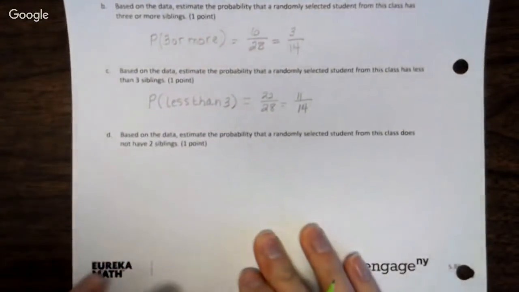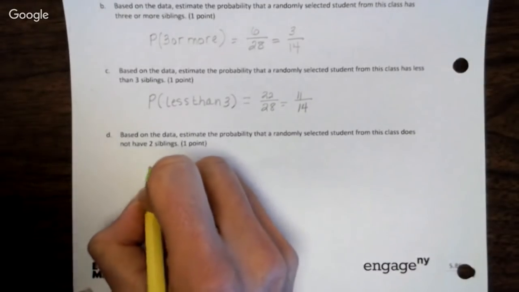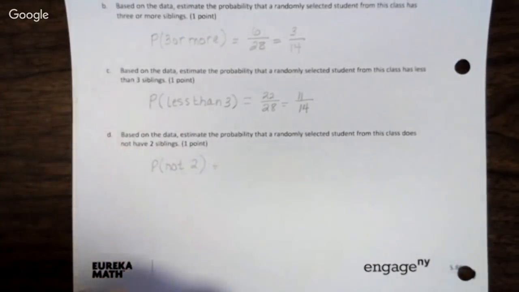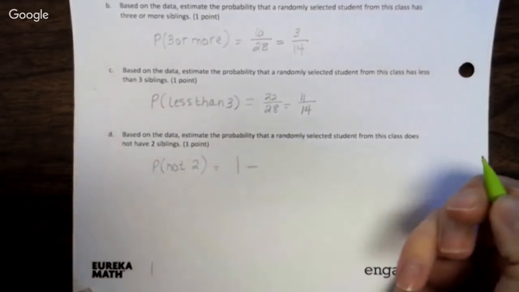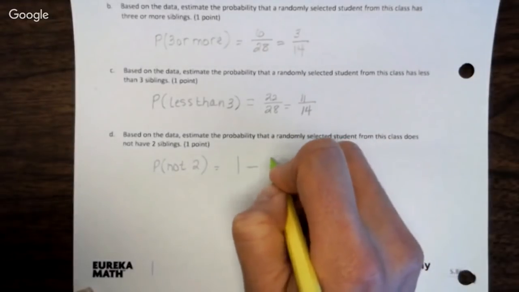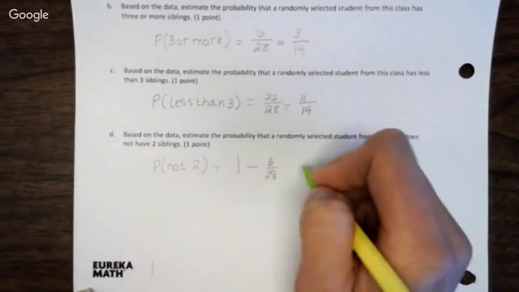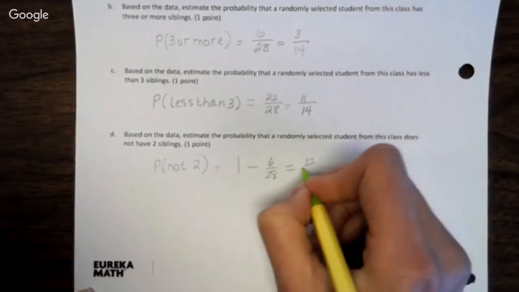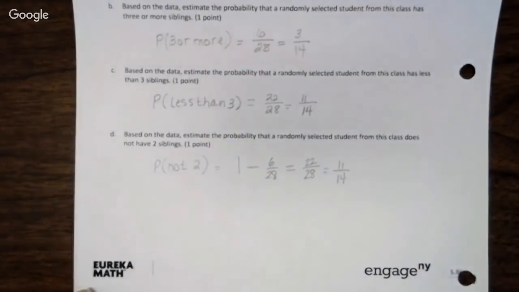All right, part D. What is the probability that we select a student that does not have 2 siblings? So not 2. You can either add up 0, 1, 3, 4, 5, or 6, or you know that they all add up to 1. So we're going to subtract that from the probability of getting 2, which was 6 out of 28. So if we do that, we get 22 out of 28, which is 11/14.